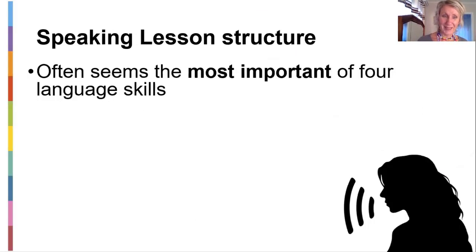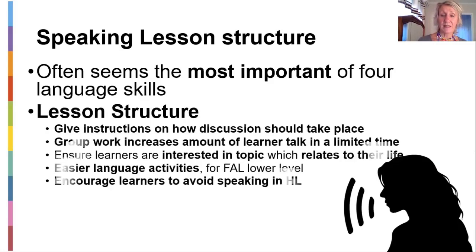Okay. Right, this is the speaking lesson structure, what happens in the class. Just remember that often people regard speaking as the most important skill, because if you can speak a language, you're regarded as a native speaker of that language. And often it's what people can do quite easily. Remember the BICS and the CALP? If you can speak a language, it doesn't mean that you've got the CALP part of it. So the lesson structure is, first I will give, I'm saying this again, so it's practicing and giving instructions at the start of the class so they will know how this is going to be done, how the discussion, how the oral is going to take place.